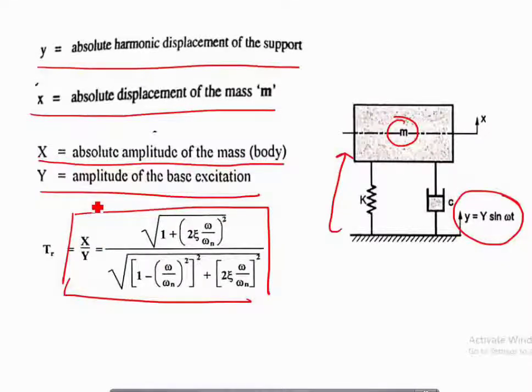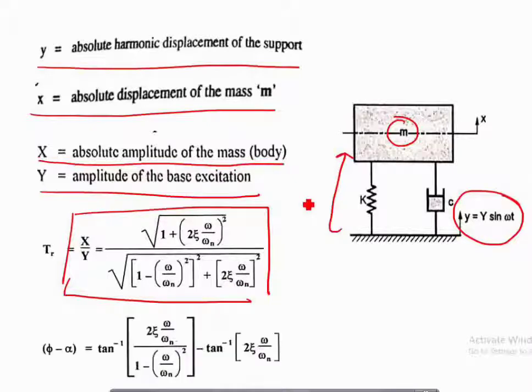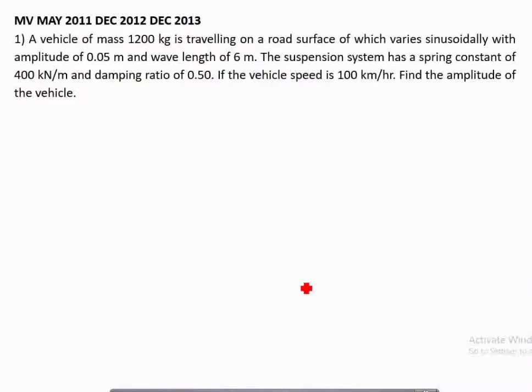Finally, we have derived the equation which is called the motion transmissibility or the displacement transmissibility, where X upon Y, that is the ratio of the absolute amplitude of the mass or body to the amplitude of base excitation, is equal to square root of [1 plus (2 zeta r) square] divided by square root of [(1 minus r square) square plus (2 zeta r) square], and the corresponding phase angle is phi minus alpha is equal to tan inverse of [2 zeta r cubed upon (1 minus r square)] minus tan inverse of 2 zeta r. These are the fundamentals we will be using to solve the problems on support excitation.